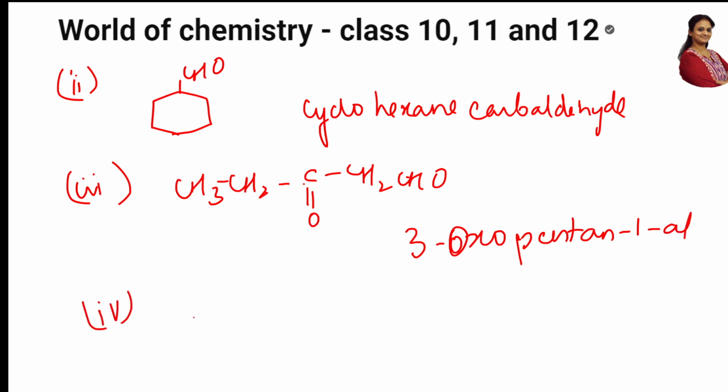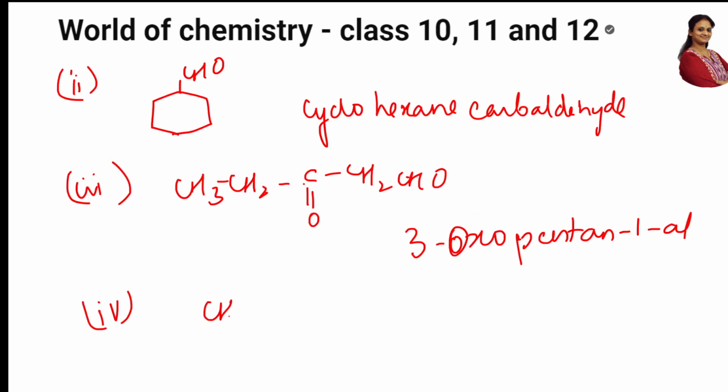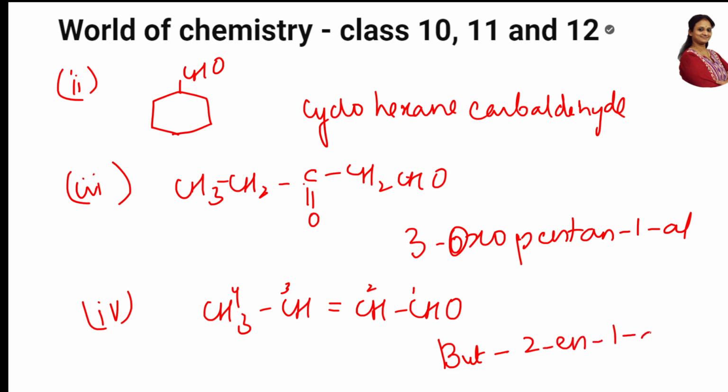Okay, fourth one. The compound given to me: 1, 2, 3, 4. Okay, easy. H double bond CH. So what is the name of this compound? How many carbons? 1, 2, 3, 4. So start, put 2 in 1-al. That's all. Easy? Very easy.